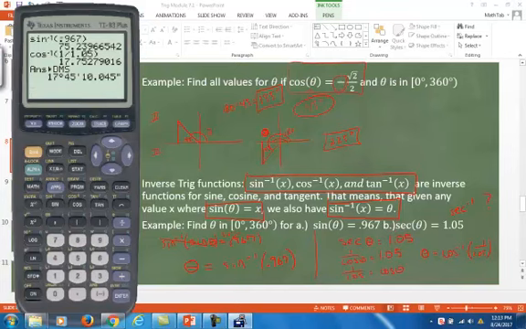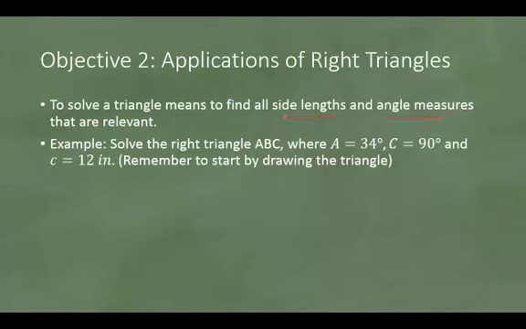Applications of right triangles. To solve a triangle means to find all the lengths and all the angles. It just means to know everything about the triangle. So we're going to solve the right triangle ABC. And this is how it's usually drawn.